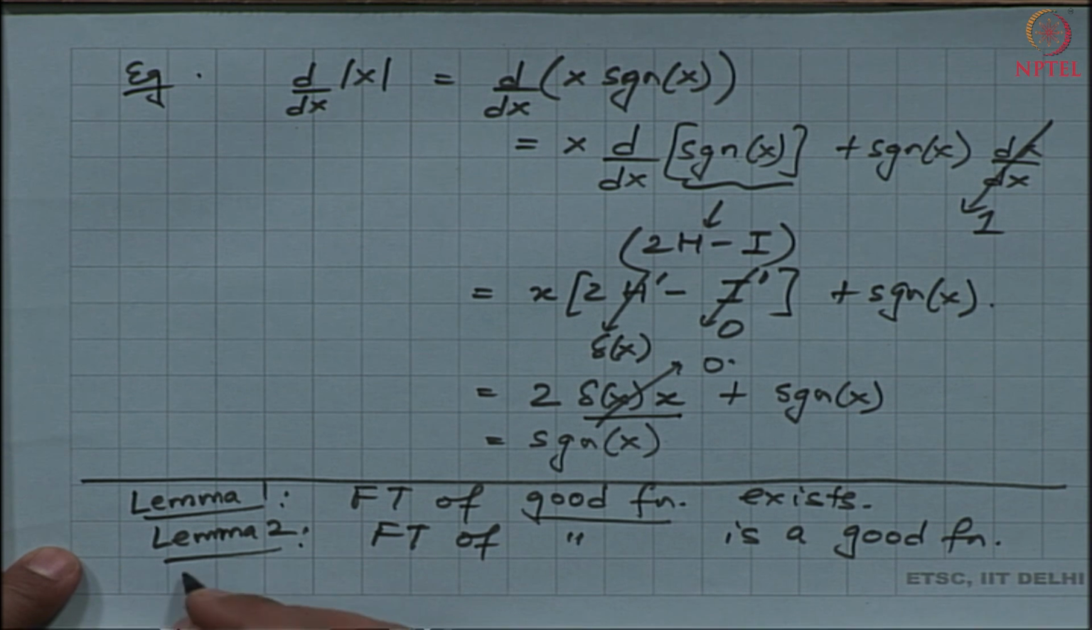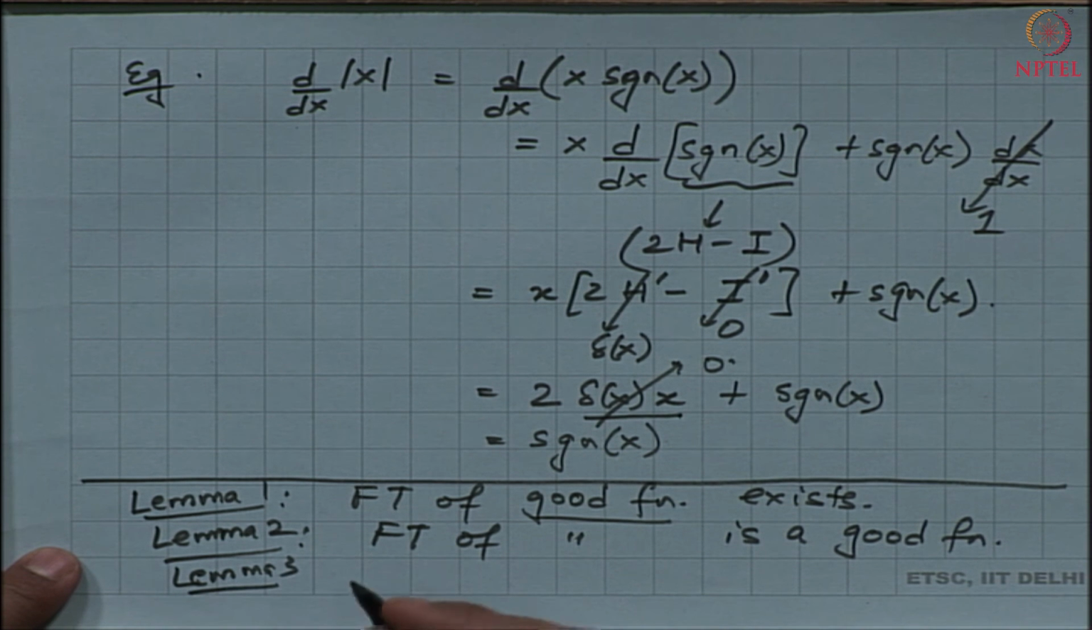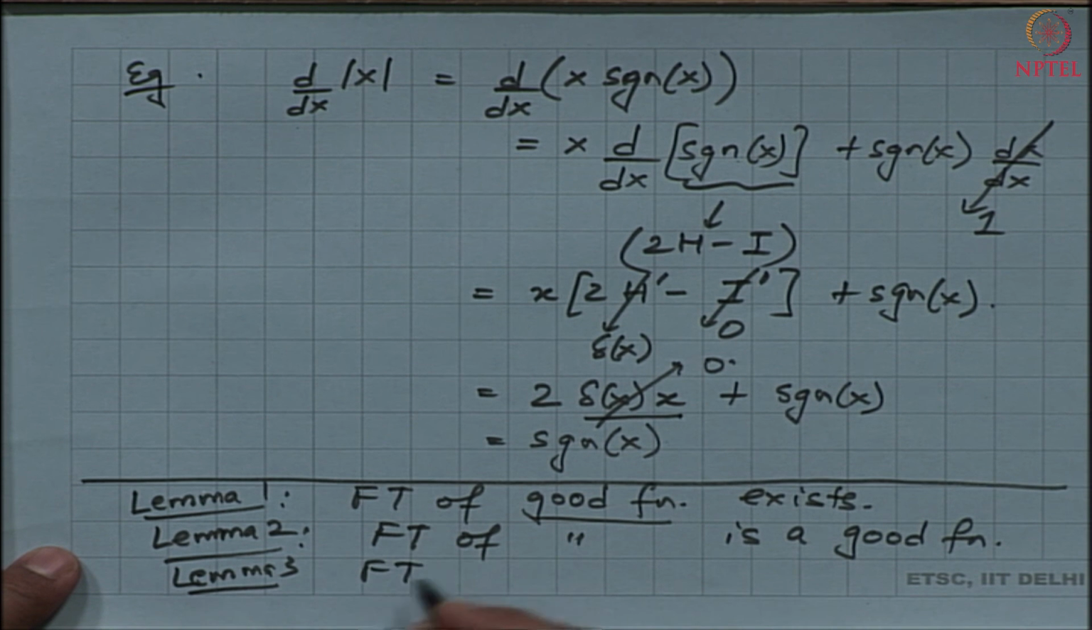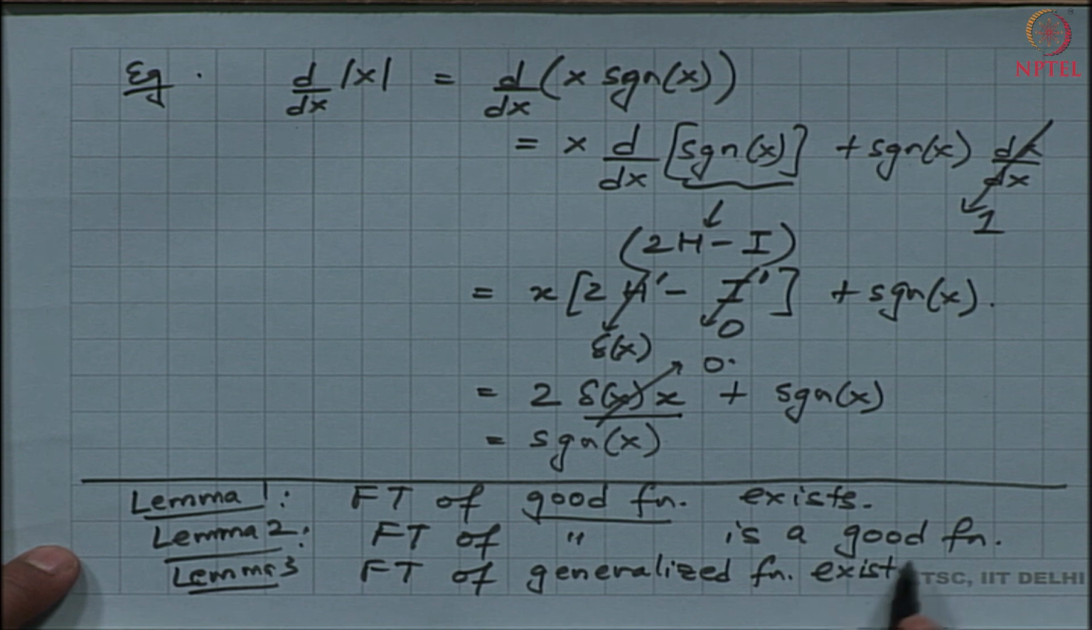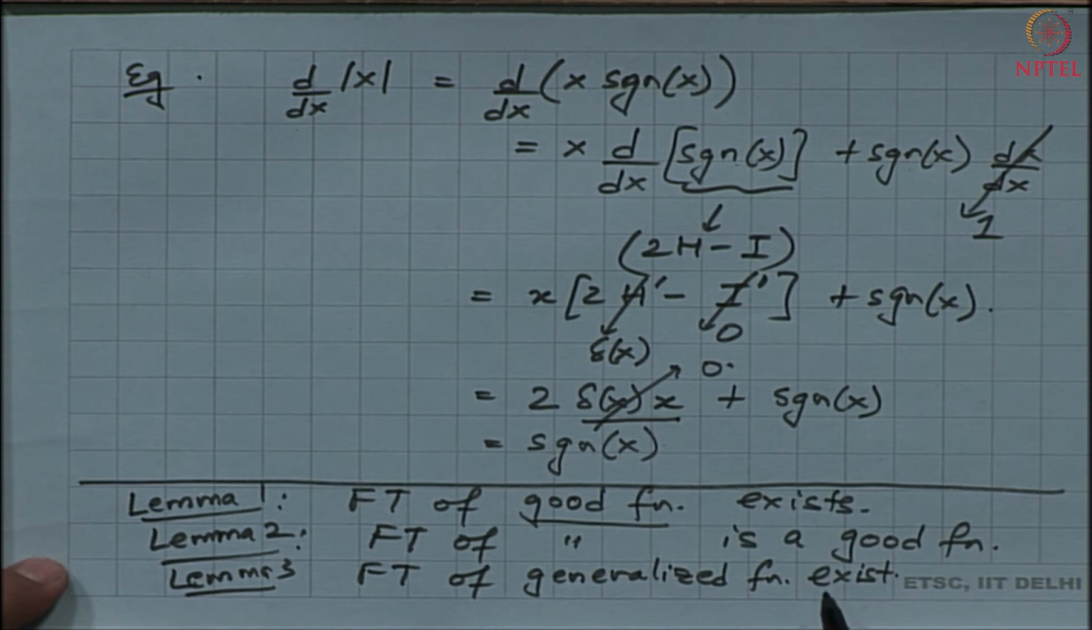And there is one final result which tells us that if I have the Fourier transform of the good function, then the corresponding Fourier transform of the generalized function also exists, right. So, if you are able to show that the Fourier transform of the good function exists, then the corresponding generalized function also exists.